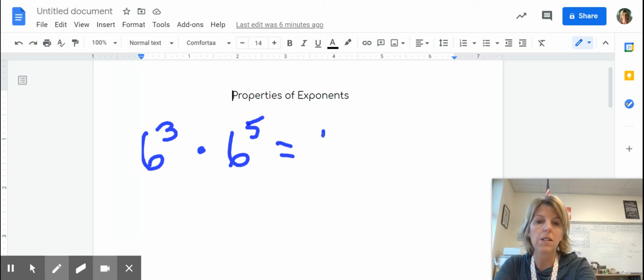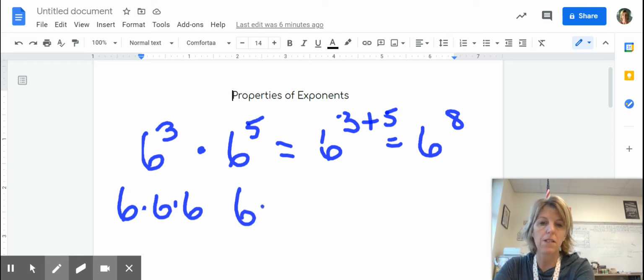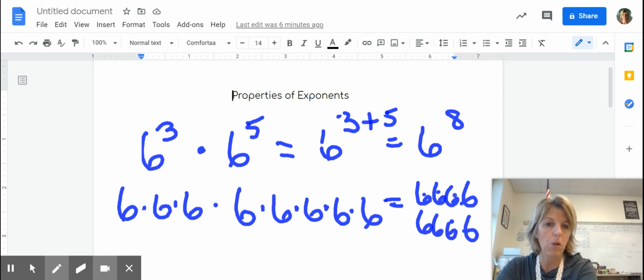This is going to become 6 to the 3rd plus 5, which is going to equal 6 to the 8th. The reason why is because 6 to the 3rd means 6 times 6 times 6, and we're going to multiply that by 6 times 6 times 6 times 6 times 6. That'd be 6 to the 5th. If we multiply those together, we end up with 8 sixes all together, all multiplied to get a really big number, right?